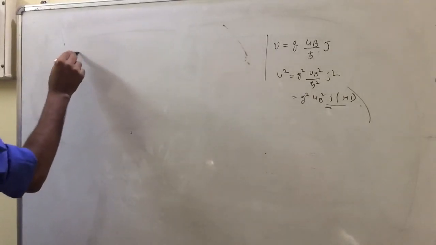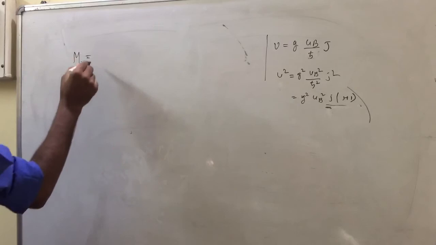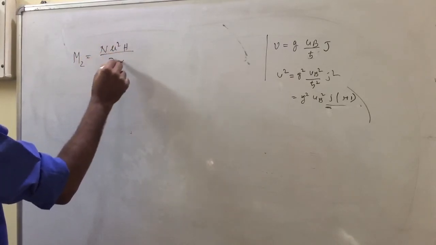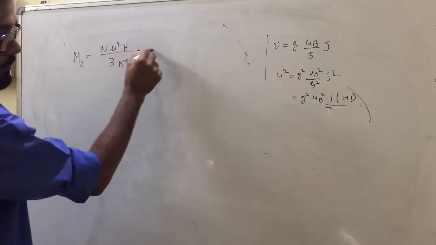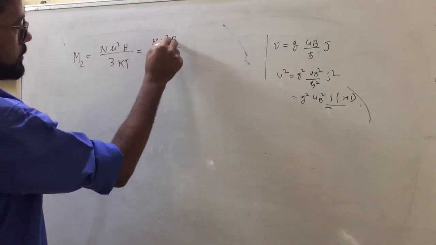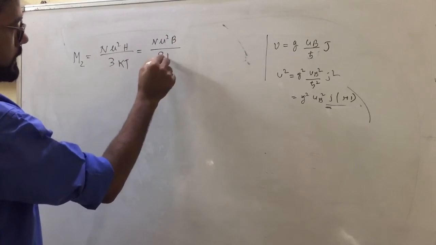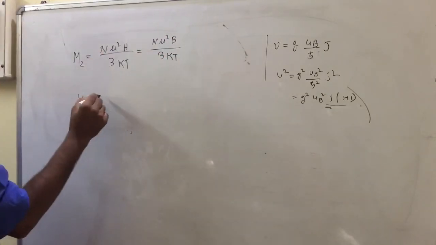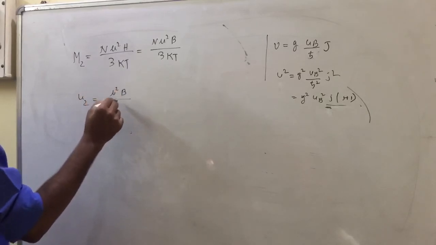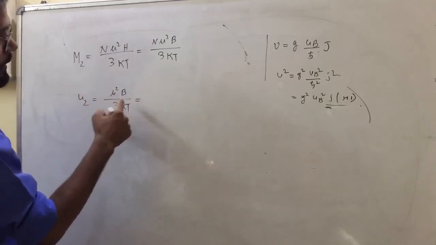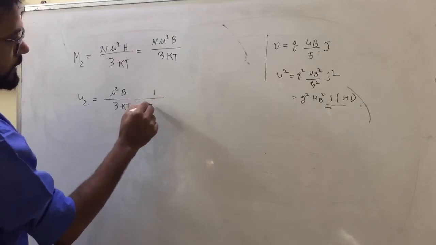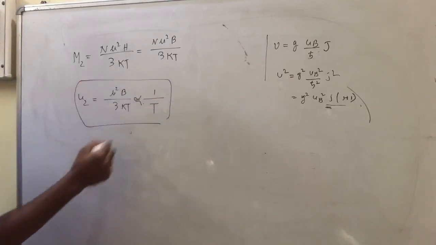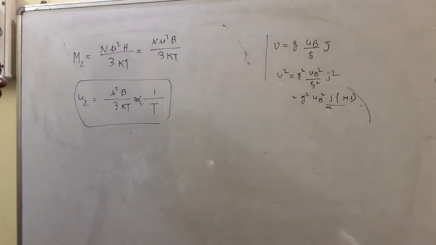Classical theory we have already analyzed: n mu square by 3kT, or you can write it in terms of n mu square B also over 3kT. So magnetization M by n equals mu square B over 3kT. You can simply see the 1 by T. This is proportional to 1 by T. This is the Curie law, the paramagnetic law.